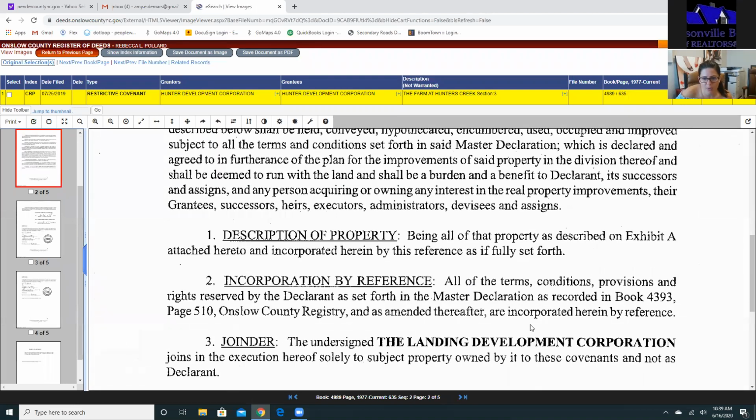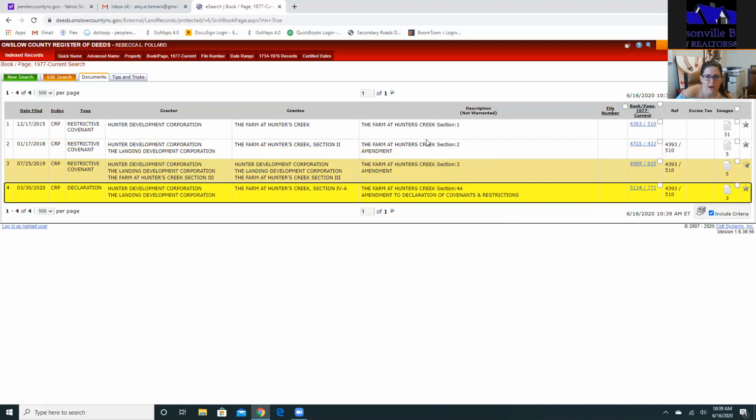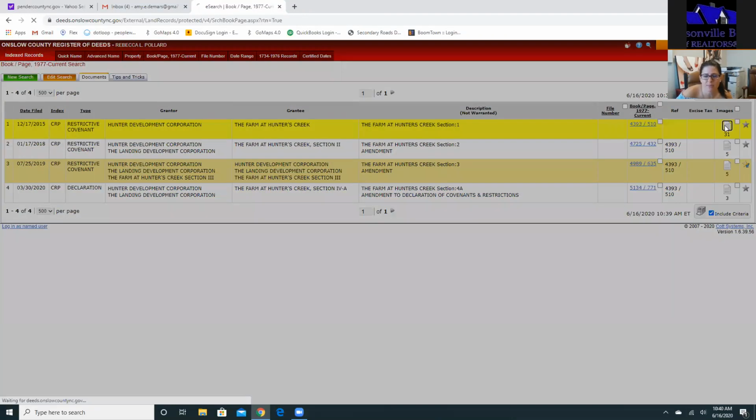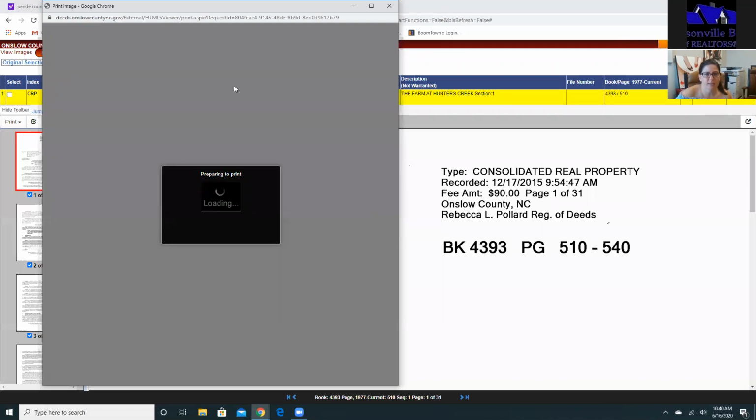So it is incorporating the master declaration of 4393-510, but it doesn't say that it is incorporating those other sections. Okay, so again, if we were in section 3, we do not need to include 2 in what our buyers or sellers are looking at. We need section 3 and we need section 1. Okay, so let's click on this. And again, it may take us a second to get these all up and running.